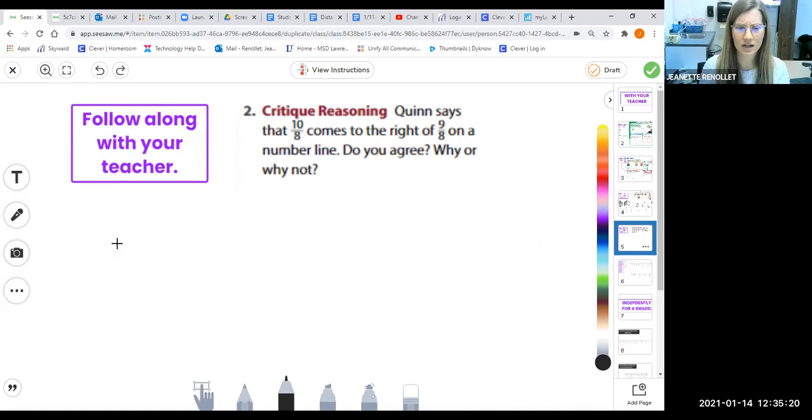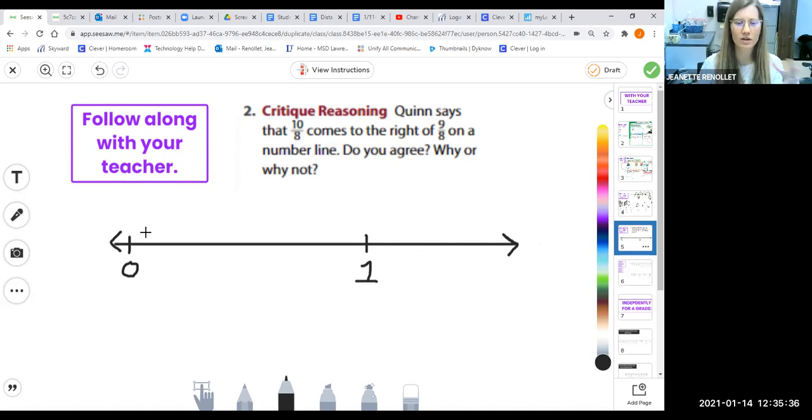I'm going to do that again. That was kind of messy. Here's my number line. I have 0, and I'm going to mark 1 whole right here because I'm not sure exactly what I need. So I'm going to make 1 whole and leave some extra room in case I'm going greater than 1 whole. Okay, Quinn says that 10/8 comes to the right of 9/8.